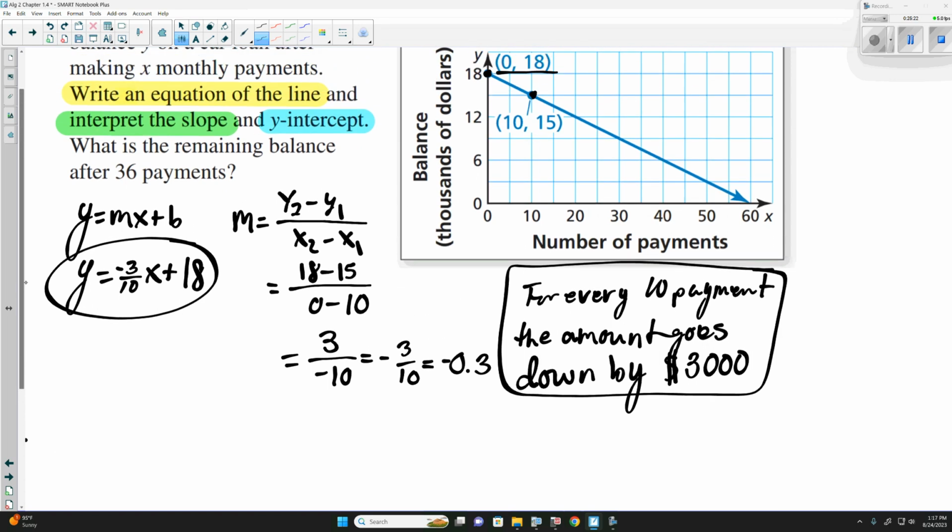Any questions on this so far? So we wrote the equation of the line, yes? We interpreted the slope, yes? So we can move on to the next part, which is what? So what does the y-intercept tell me? (0, 18).